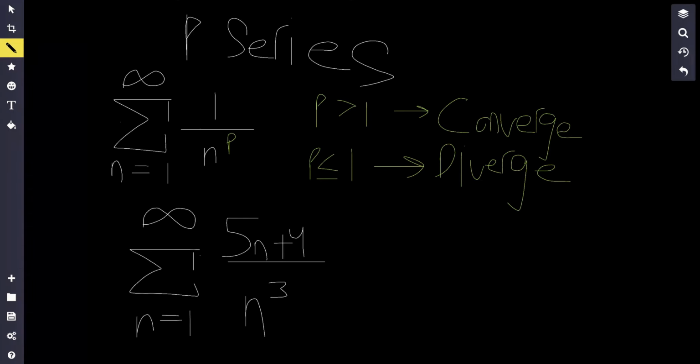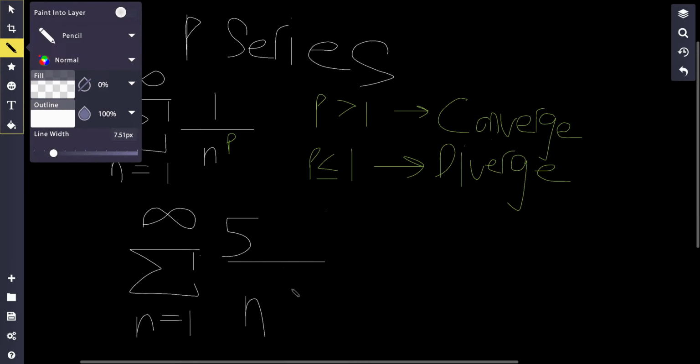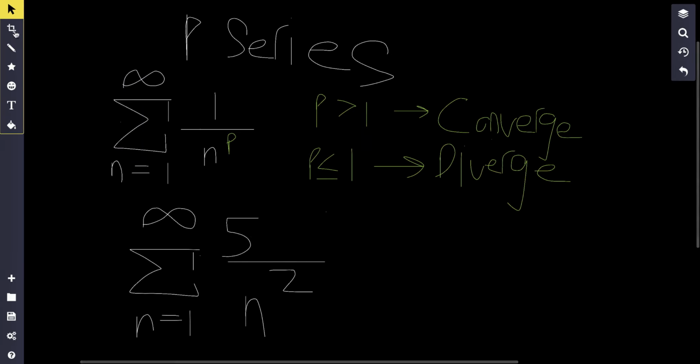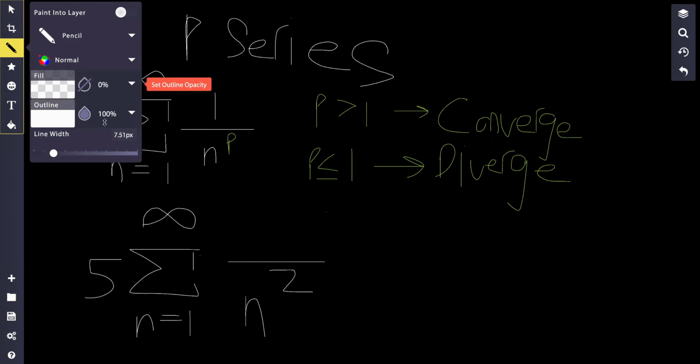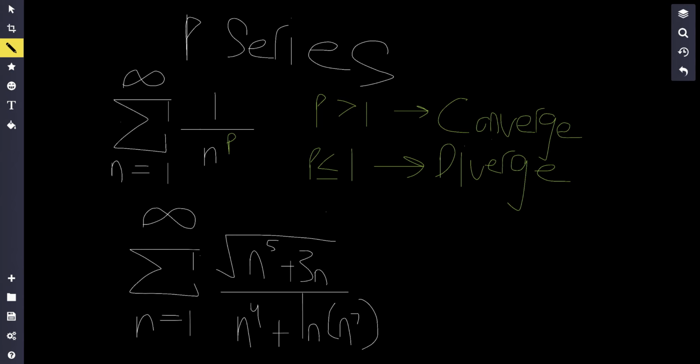If we have something like 5n plus 4 divided by n to the third power, just focus on the biggest terms, 5n and n to the third power. N divided by n to the third power is just going to lead you to an n to the second power on the denominator. Move this 5 up to the front, put 1 here, and boom, you have a p-series, n to the second power. Well, 2 is greater than 1, right? So this is just going to converge because the exponent is big enough to balance everything out. And yeah, there we go.